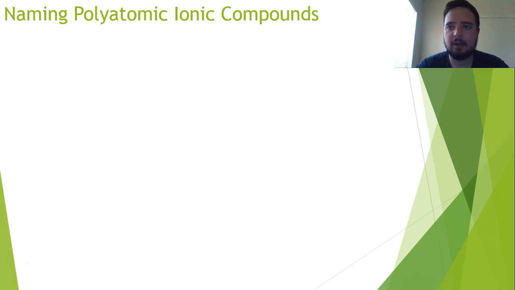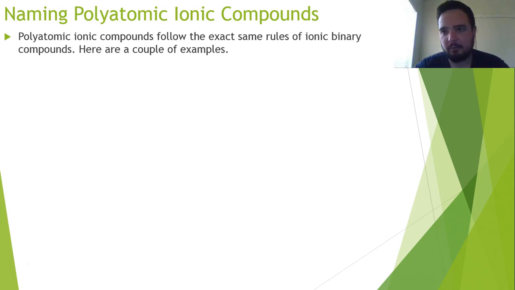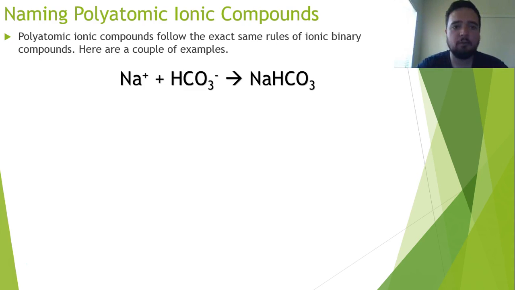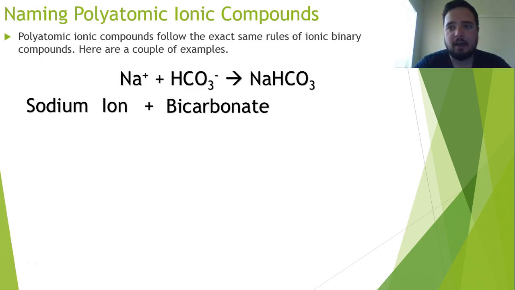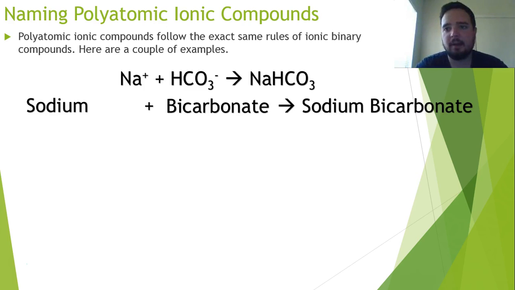So when it comes to naming polyatomic ion compounds, they follow the exact same rules of ionic binary compounds that we talked about last video. So the thing is that since we treat the polyatomics as a single unit, we can use the exact same rules when it comes to naming. So if I take a sodium ion and I add bicarbonate or hydrogen carbonate to it, I'll have the sodium ion plus bicarbonate, and then the same ionic rules from the last video. You drop ion, and then you just add the name of the cation element to the full name of the anion, which in this case is bicarbonate. So now it's sodium bicarbonate.